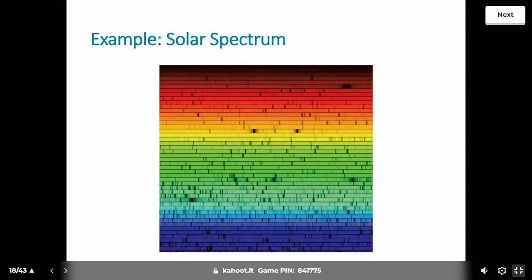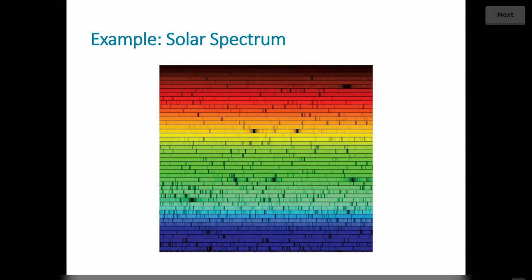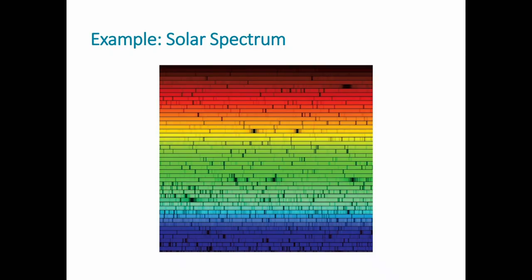So again, this is the solar spectrum, and these black lines are the absorption lines from the atmosphere of the sun, and so by studying where these lines occur, we can study what elements make up the atmosphere of the sun and therefore probably make up the rest of the sun as well.